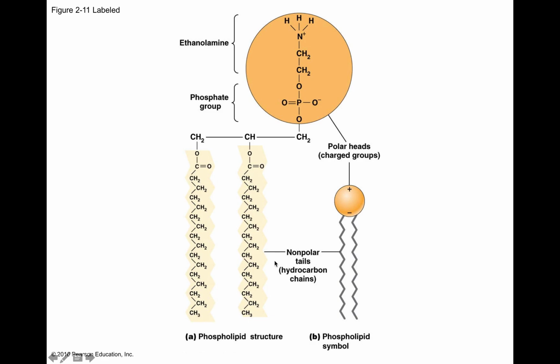These hydrocarbon chains in the tail aren't always straight chains, and they aren't always the same. So you could have one straight chain and one with a double bond that gives a kink, and there can be a lot of diversity in the chains of a phospholipid.